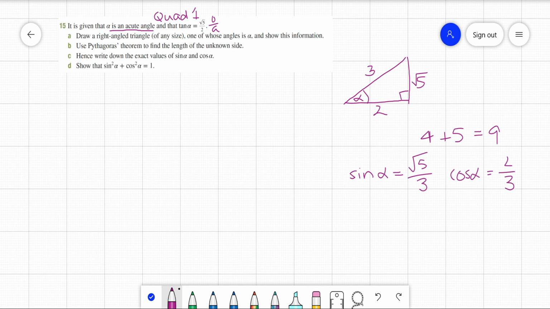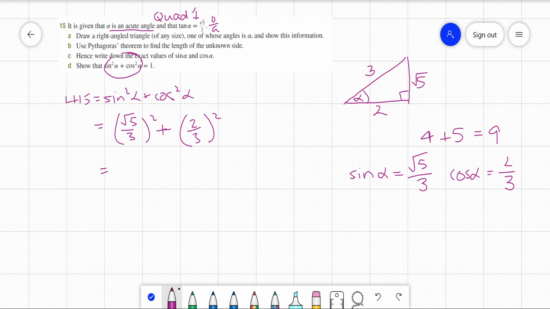And if I use those in this equation, so sine squared alpha plus cos squared alpha, if I put those in, remember that's just sine alpha squared, that's the same thing, and cos alpha squared.